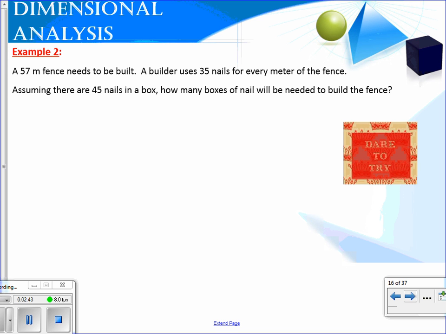Example 2, you have a 57-meter fence that needs to be built. Okay? That's the given. The builder uses 35 nails for every meter of the fence, assuming there are 45 nails in a box. How many boxes? So we need to get to boxes, and in this case, we're given some conversion factors, and sometimes the conversion factors are very easy to see, and sometimes you have to read a little bit to get to them.